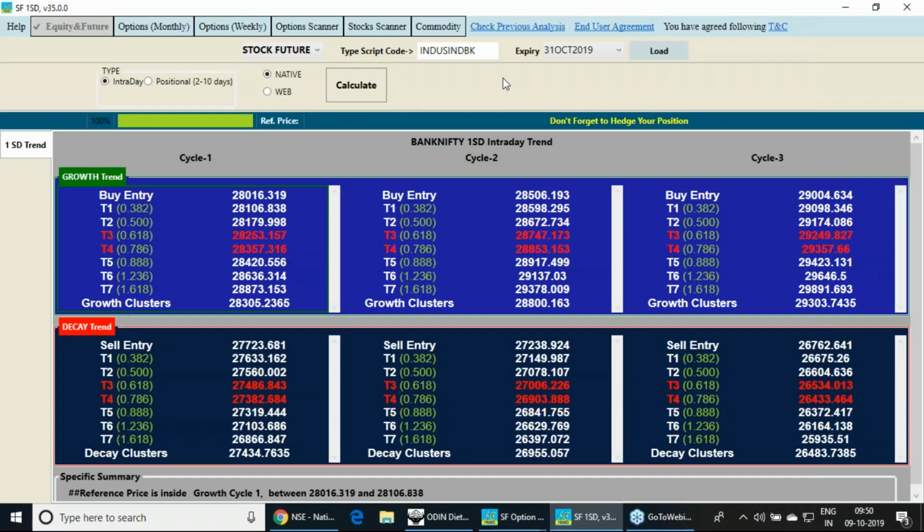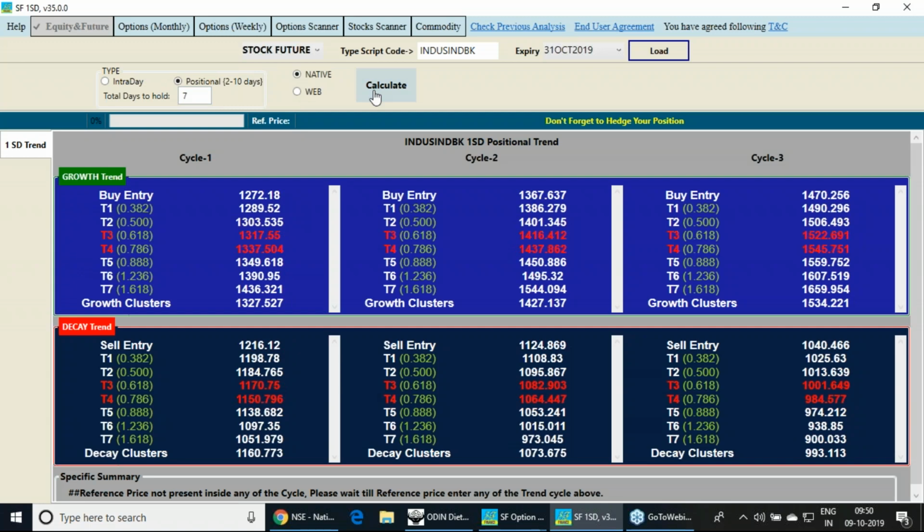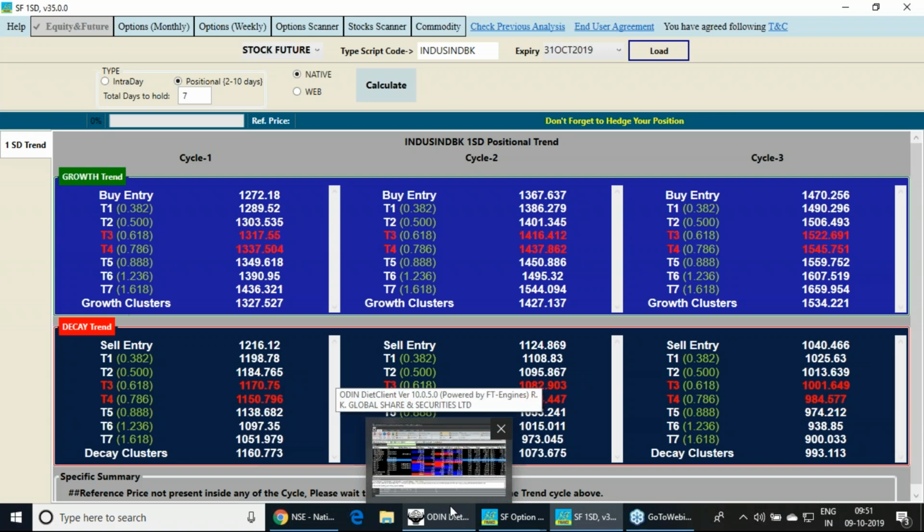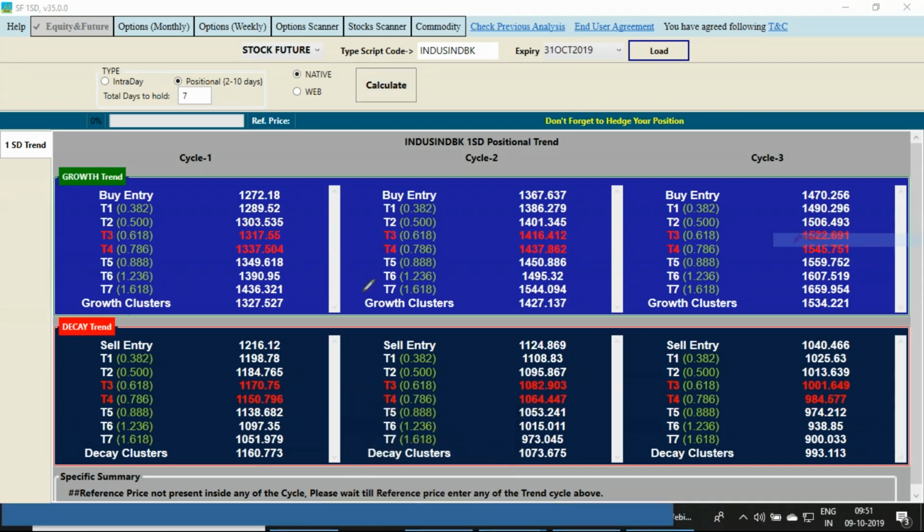So IndusInd Bank, we have to load the data and we have to go for the positional option, and post result 5 to 7 trading days we need to hold. So 4 to 5 days at least we have to hold, because brokerage calls and other things will come only after that. So now this is what it is telling us. For a 7 day period, if we are going to hold IndusInd Bank, which is at 1250 level now, our uptrend is set at 1272. It has all probability to take us to 1436. Downtrend is set at 1216 level. It has all probability to bring it to 1052.